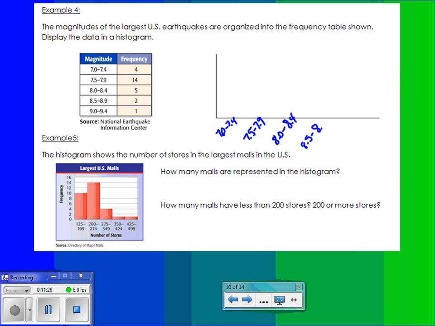So your intervals should be equal intervals when you're making a histogram. You shouldn't say 1 to 10, and then 11 to 40, and then 51 to 60. Okay, those would not be equal intervals. Your intervals should be equal. Okay, and then on the left-hand side, we're going to put what? Frequency. Frequency of, what are we looking at here?